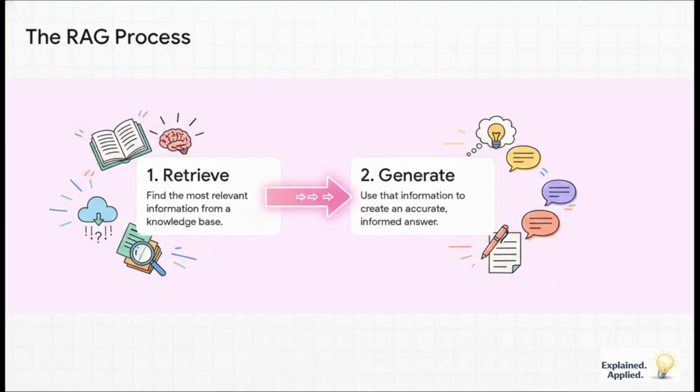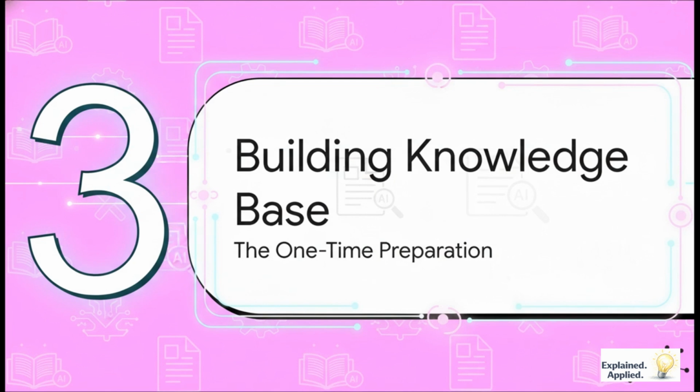You can really boil the whole thing down to these two fundamental steps. Step 1, find the right stuff. Step 2, use that stuff to give a good answer. We're going to unpack both of these, starting with how we get all our information ready to be found in the first place. So let's talk about that first big phase, setting up the knowledge base.